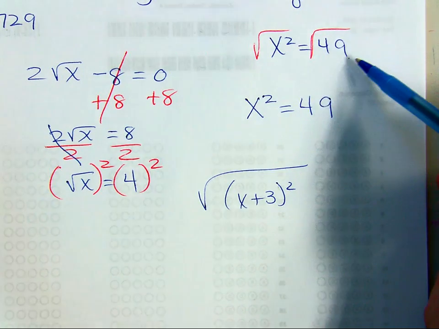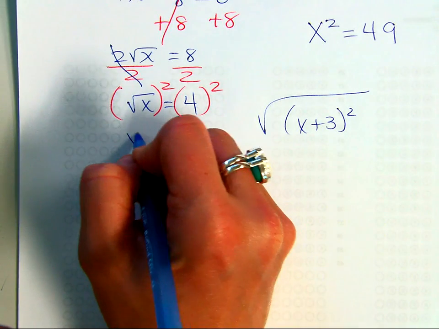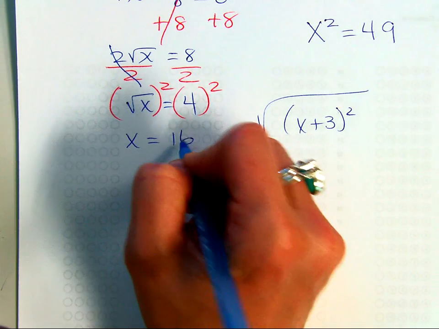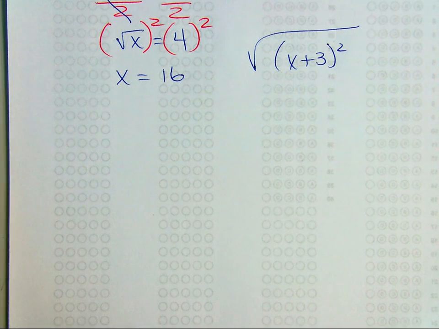We're doing the backwards of this, guys, aren't we? All we're doing is the backwards of this. So now x is by itself, and it's 16. It's not positive or negative 16, right? It's just 16. Okay? So let's take a look at another one.